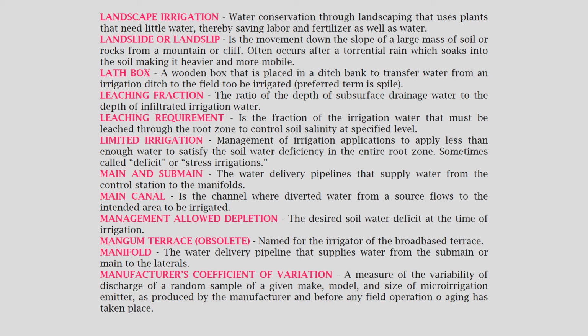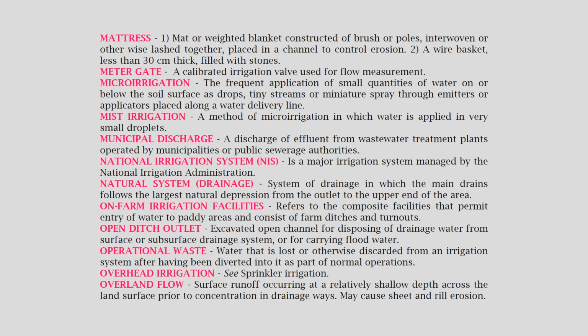Manufacturer's coefficient of variation: a measure of the variability of discharge of a random sample of a given make, model, and size of microirrigation emitter, as produced by the manufacturer and before any field operation or aging has taken place. Mattress: 1. A mat or weighted blanket constructed of brush or poles, interwoven or otherwise lashed together, placed in a channel to control erosion. 2. A wire basket, less than 30 centimeters thick, filled with stones. Meter gate: a calibrated irrigation valve used for flow measurement.